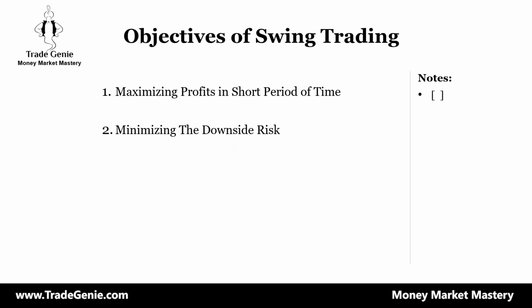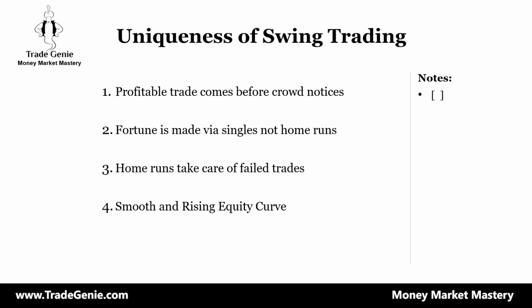Objective is to maximize the gain in the short period and minimize the downside risk. Now, profitable swing trades come before the crowd notices. So you spot something is about to happen, and you put the trade, and you know that this thing is about to move, and it moves. Remember, fortune is made by singles, not home runs. Home runs just take care of the failed trades, and the equity curve should be rising smoothly.